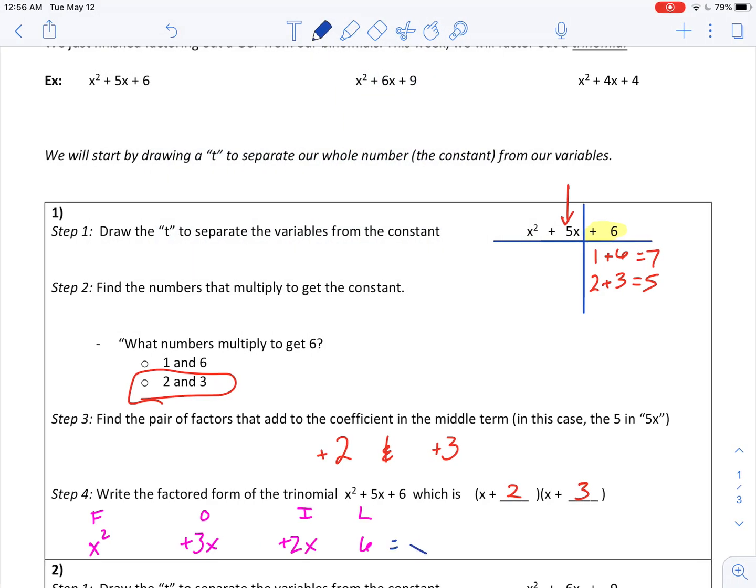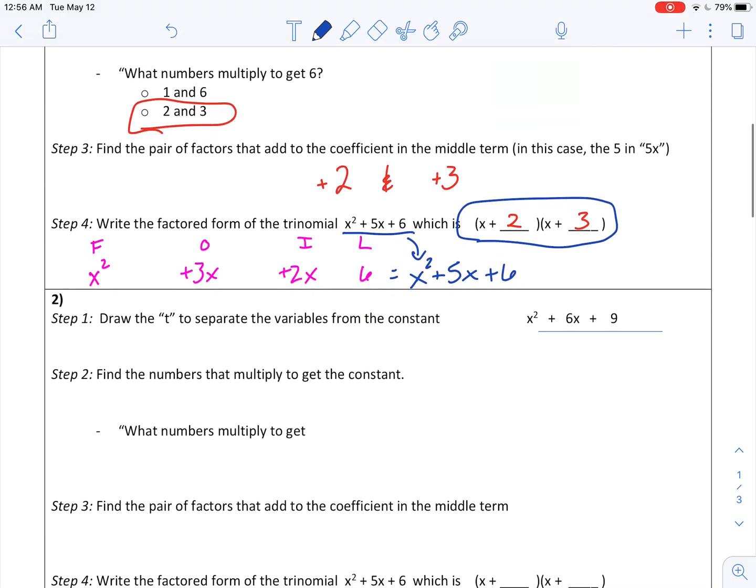When I combine my like terms in the middle, I get x squared plus 5x, since 2 plus 3 is 5, plus 6. And sure enough, it's the same thing. So this is my final form.